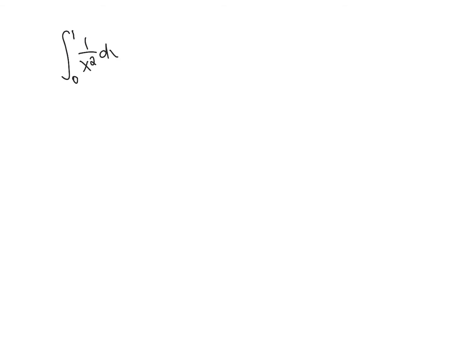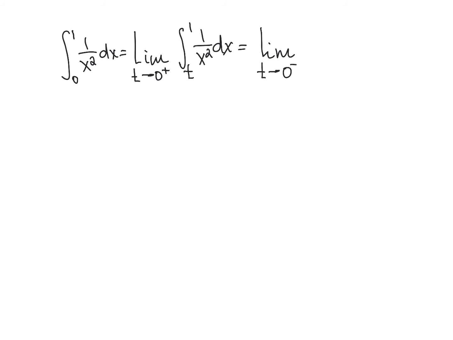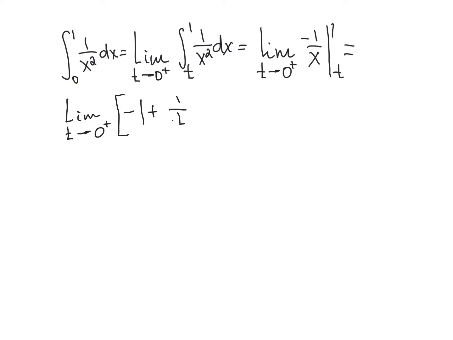So one more time, here's the improper integral. We evaluate it as a limit: t approaches 0 from the right of the integral from t to 1 of 1 over x squared. An antiderivative of 1 over x squared is negative 1 over x. So this is the limit as t approaches 0 from the right of negative 1 over x, evaluated from t to 1. When we plug in 1 for x, we get minus 1. When we plug in t for x and subtract a negative, we get minus 1 plus 1 over t.